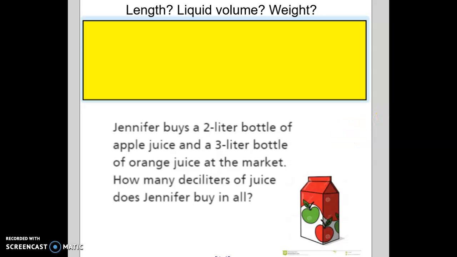All right, let's try this one. Jennifer buys a 2-liter bottle of apple juice and a 3-liter bottle of orange juice at the market. How many deciliters of juice does Jennifer buy in all? Are we measuring length this time? Are we measuring liquid volume? Or are we measuring weight? What are we dealing with? We're dealing with juice, liquid.